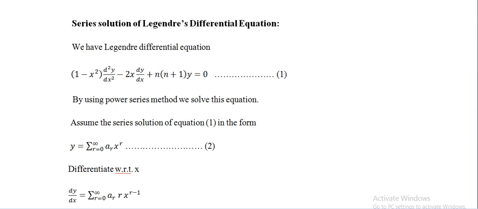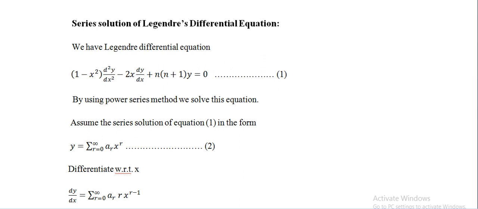The Legendre differential equation is (1 minus x squared) d squared y by dx squared minus 2x dy by dx plus n(n plus 1) y is equal to 0. This is equation number 1. Here we use the power series method to solve equation 1, and we assume the solution of equation 1 in the form y is equal to summation a_r x raised to r.